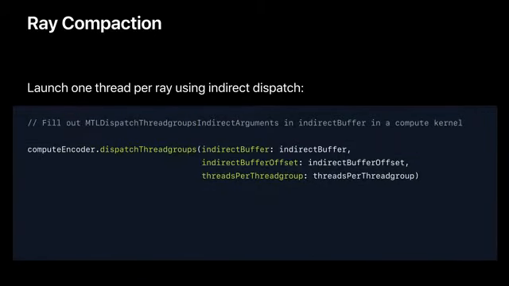Now, ray compaction doesn't help you much if you can't restrict the number of threads that you're launching. The outgoing ray count buffer we just produced contains the total number of active rays in our outgoing ray buffer. We can use that to fill out an MTL dispatch thread group's indirect arguments object. That just specifies launch dimensions to be used with the dispatch. Then, by using indirect dispatch with that indirect buffer object, we can restrict the number of threads that we're launching to only process the rays that remain active.